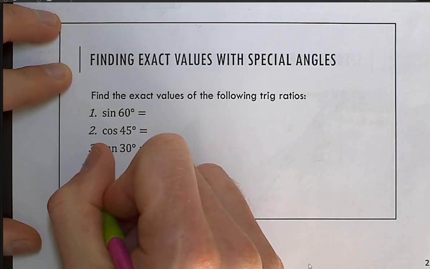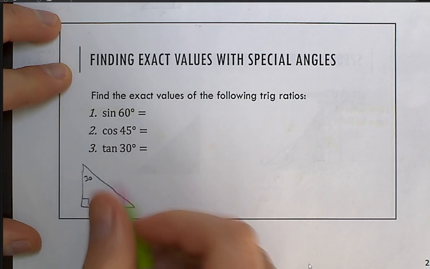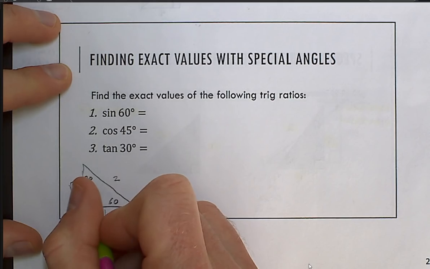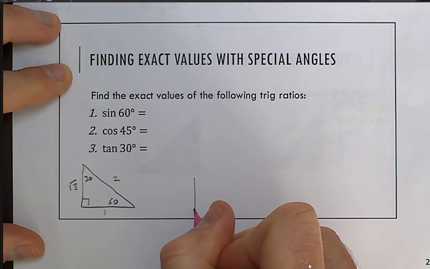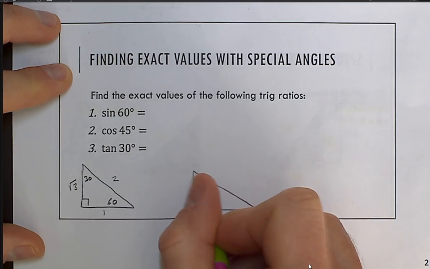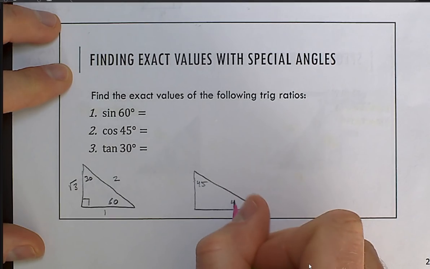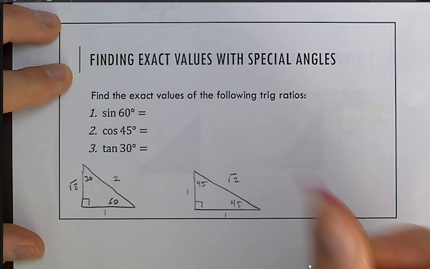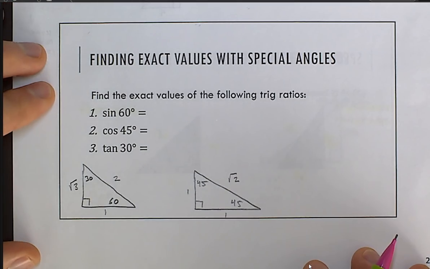30, 60, there's your 90. So this is going to be a 1, 2, radical 3, okay? And then my 45, 45, 90, 45, 45, and 90, 1, 1, and radical 2, okay?